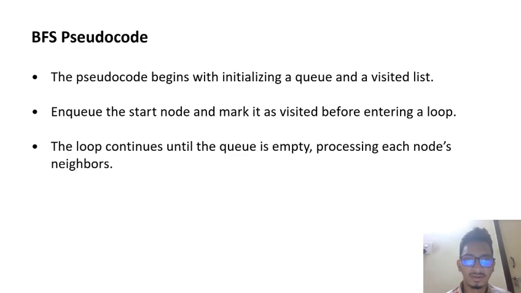BFS pseudocode. The pseudocode begins with initializing a queue and a visited list. Enqueue the start node and mark it as visited before entering a loop. The loop continues until the queue is empty, processing each node's neighbors.